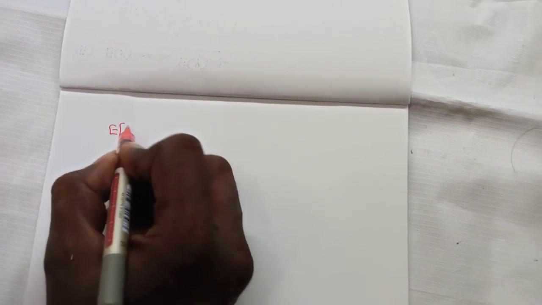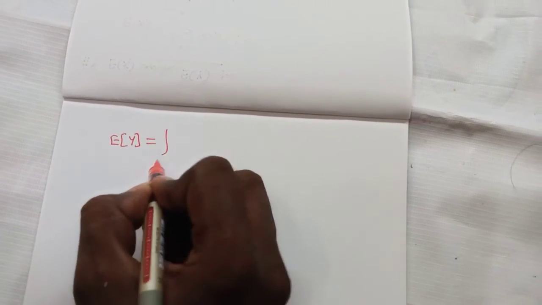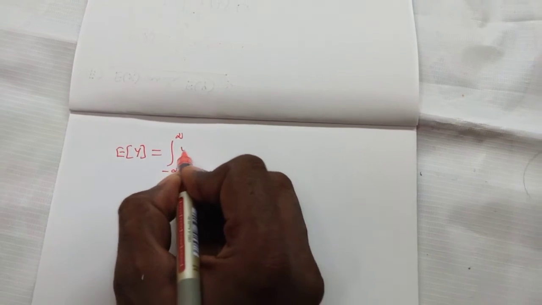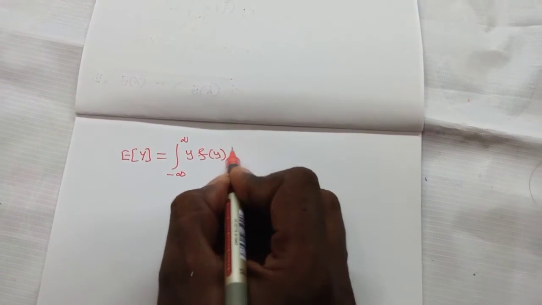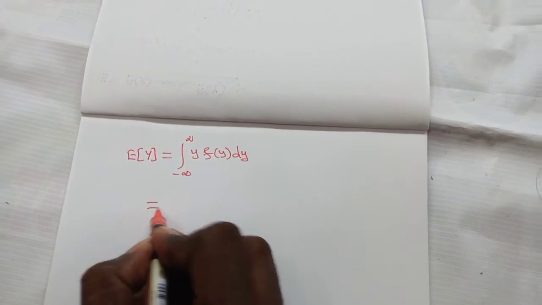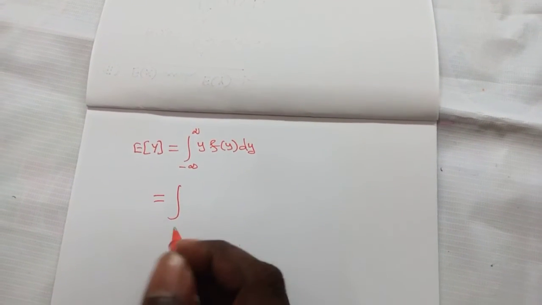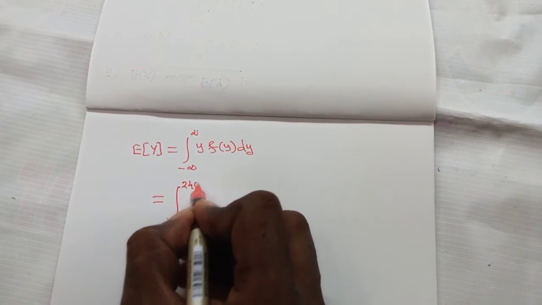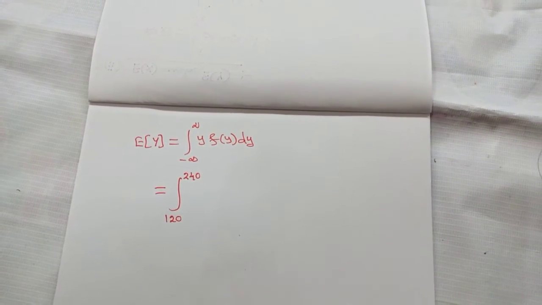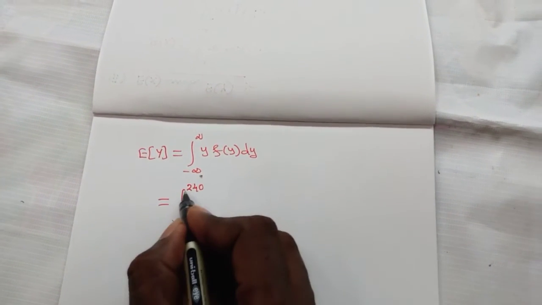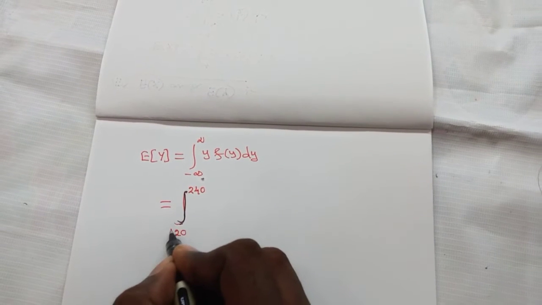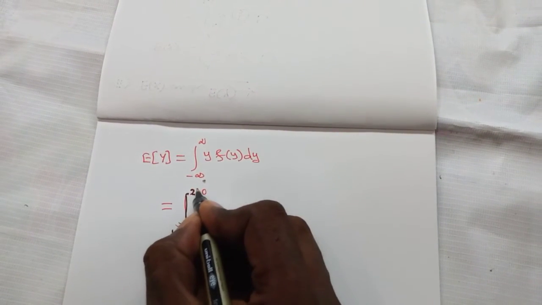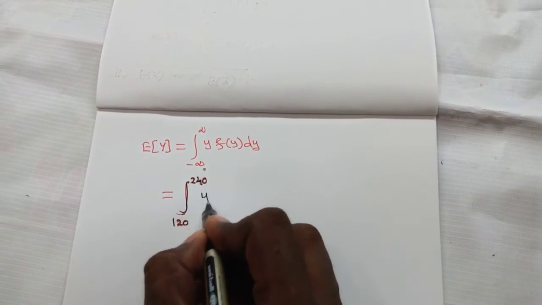Okay, so next I am going to find out E of y. The formula for E of y is the integral from minus infinity to plus infinity of y into f of y dy. Now the limit for y is 120 to 240. So, 120 to 240, y into f of y.